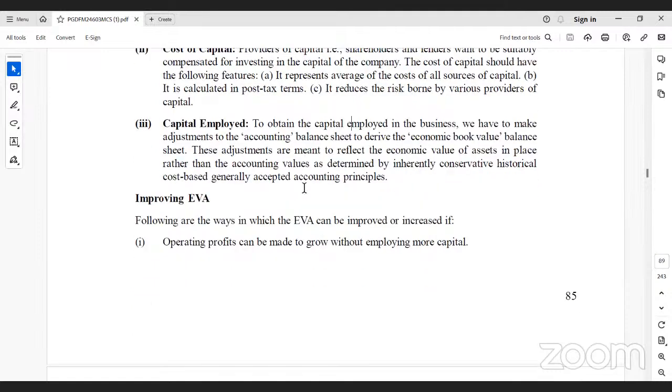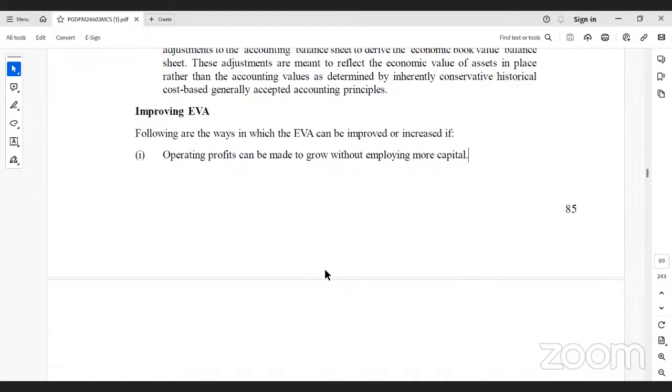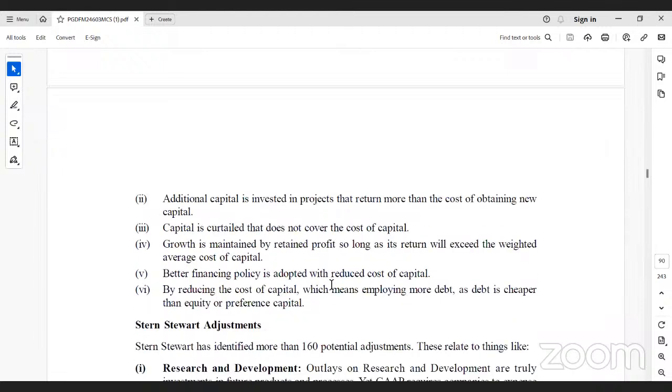So how can the firm improve this EVA, economic value added? First, operating profit can be made to grow without employing more capital. The firm has to get good profit without adding any additional capital. The second is that additional capital is invested in projects that return more than the cost of new capital. If the company wants additional capital, it can mobilize it at a lower rate, not a higher rate. Capital is curtailed if it does not cover the cost of capital.